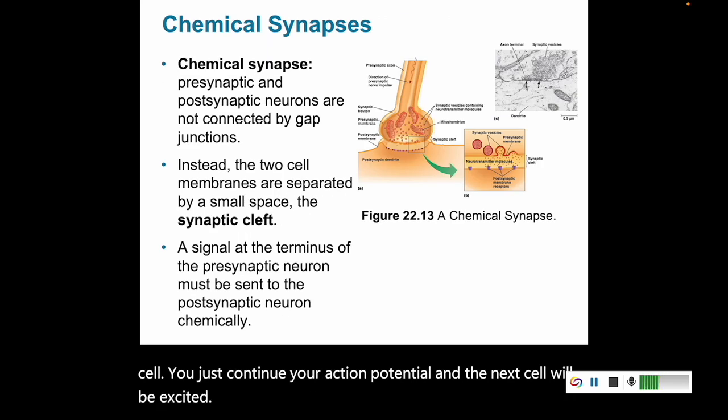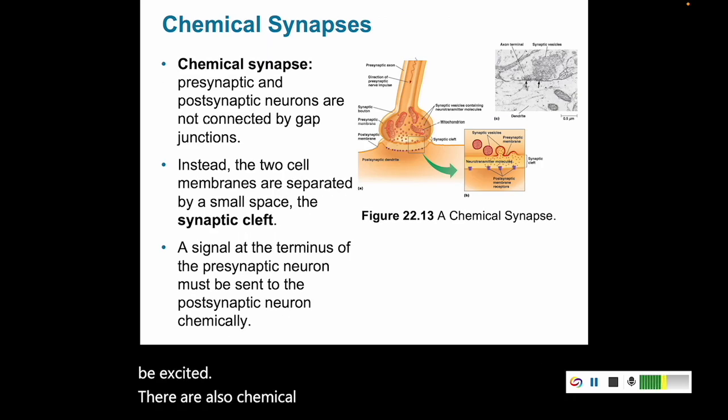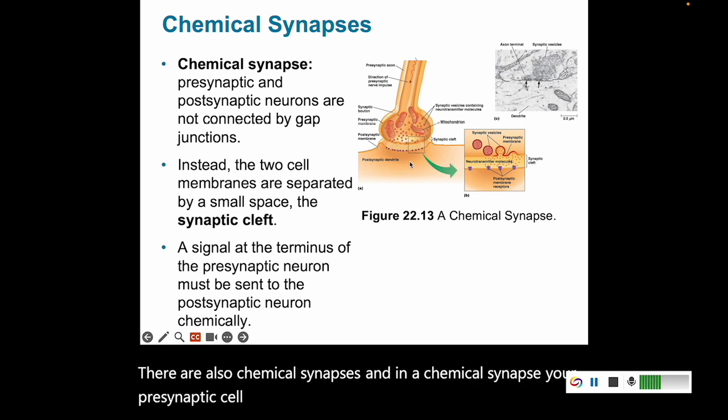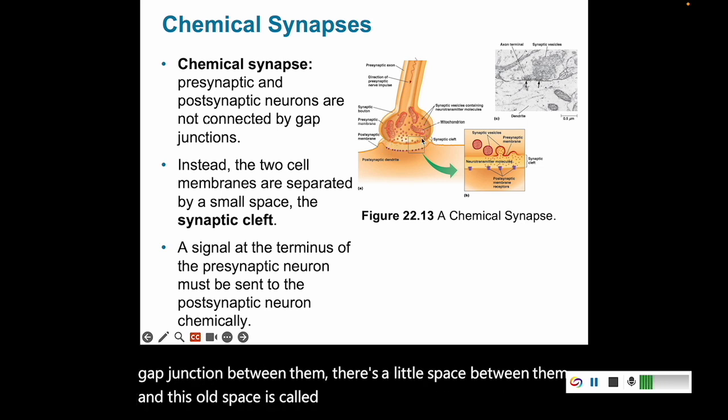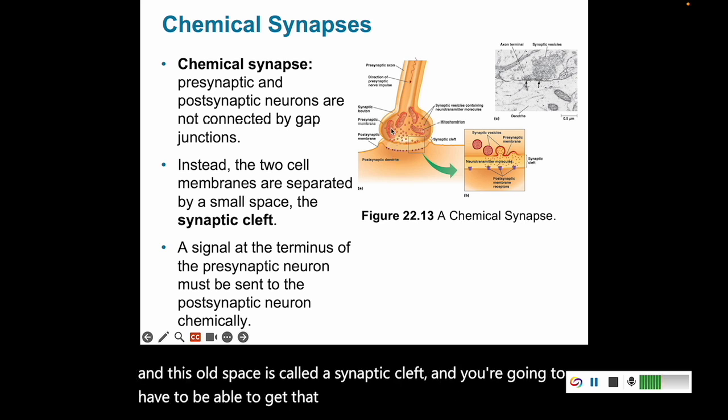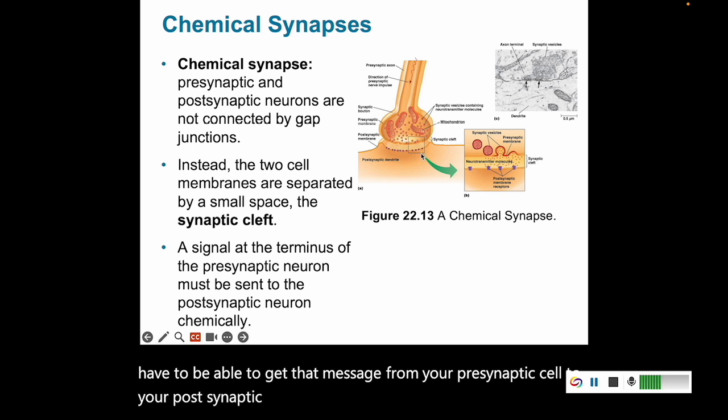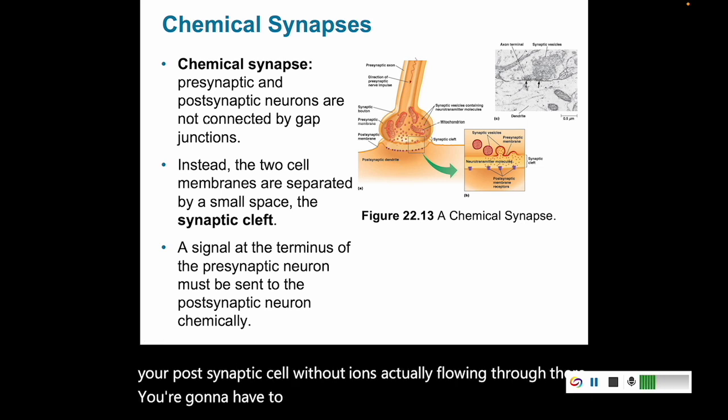There are also chemical synapses. And in a chemical synapse, your presynaptic cell here and your postsynaptic cell here, there's no gap junction between them. There's a little space between them. And this little space is called a synaptic cleft. And you're going to have to be able to get that message from your presynaptic cell to your postsynaptic cell without ions actually flowing through there. You're going to have some chemical from the first cell send a message to the second cell.